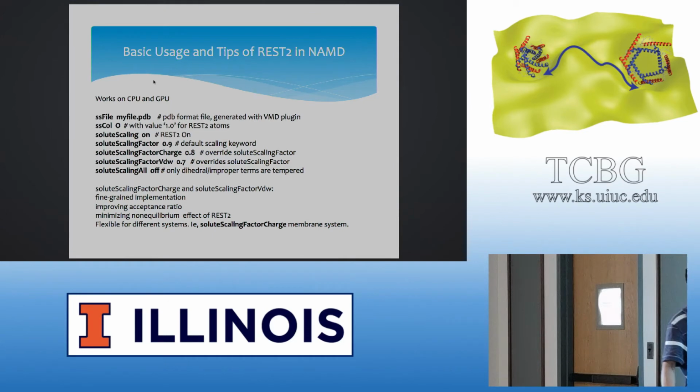And on the other side, if you are simulating a system that suffers from some steric interactions, and this steric interaction makes a very big potential energy barrier, in that case you can just set the charge scaling factor as 1.0, but set the van der Waals scaling factor at some value like 0.5 or 0.6. In that case, you still get a very high acceptance ratio and only target the steric interactions.